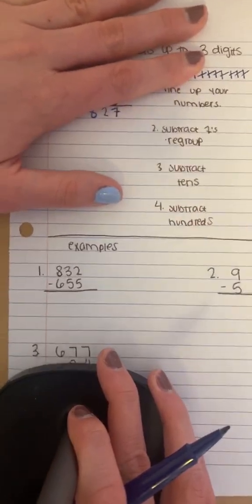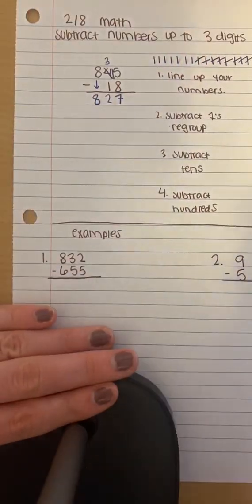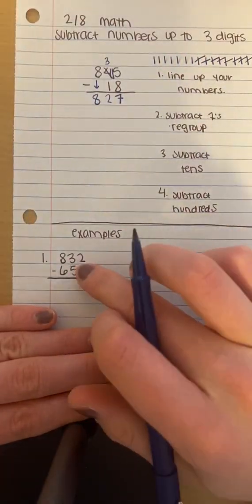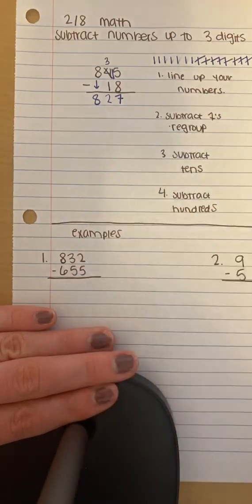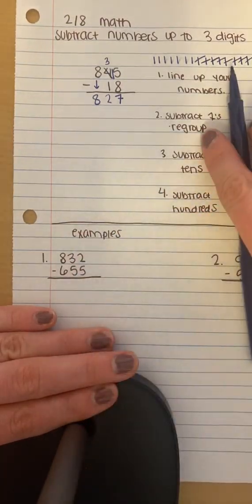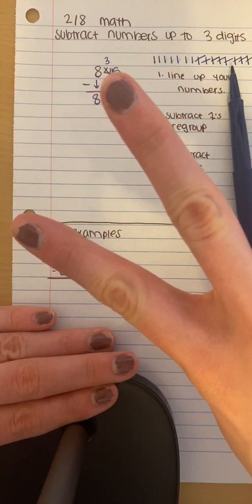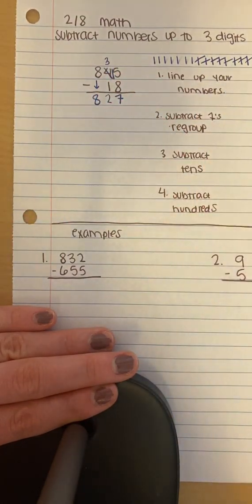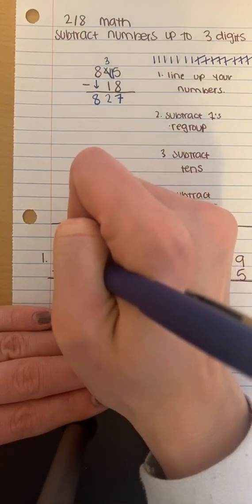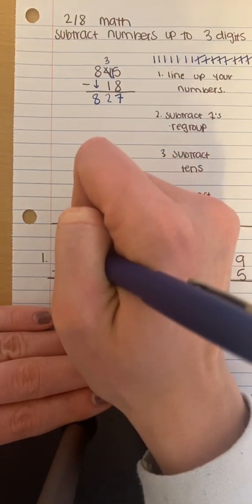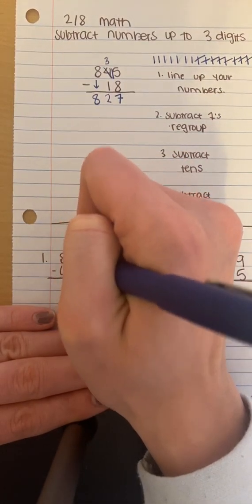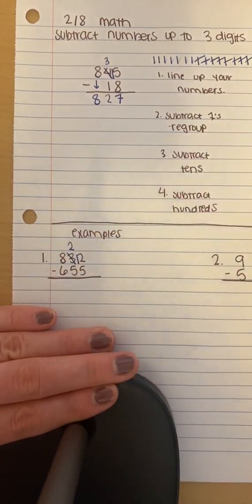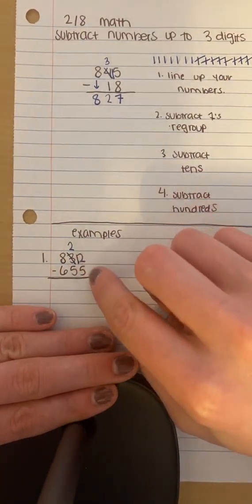So now let's do some examples. So we're just going to start with this one here. So we start with our ones place over here. I have 2 minus 5, but if I have 2, I can't take away 5, there's not enough, so I'm going to regroup and borrow. So I'm taking from my tens, it turns into 2 because I'm going to borrow 1 and turn this to 12. So now I have 12 minus 5.